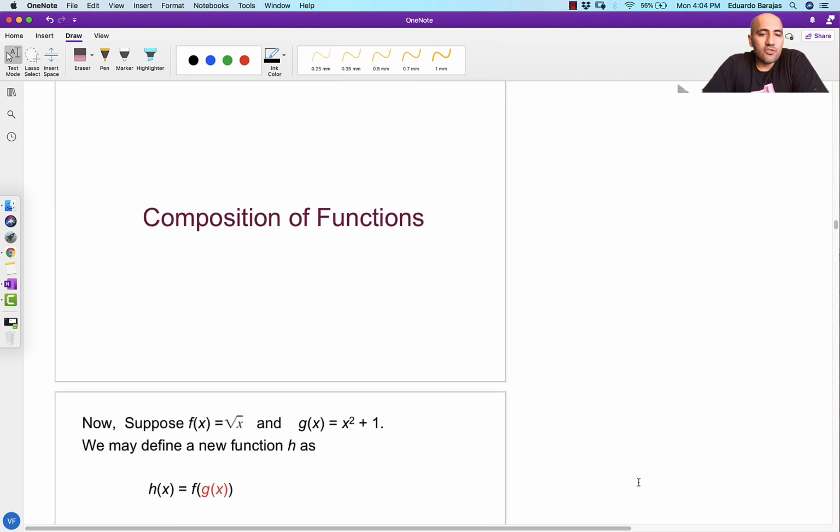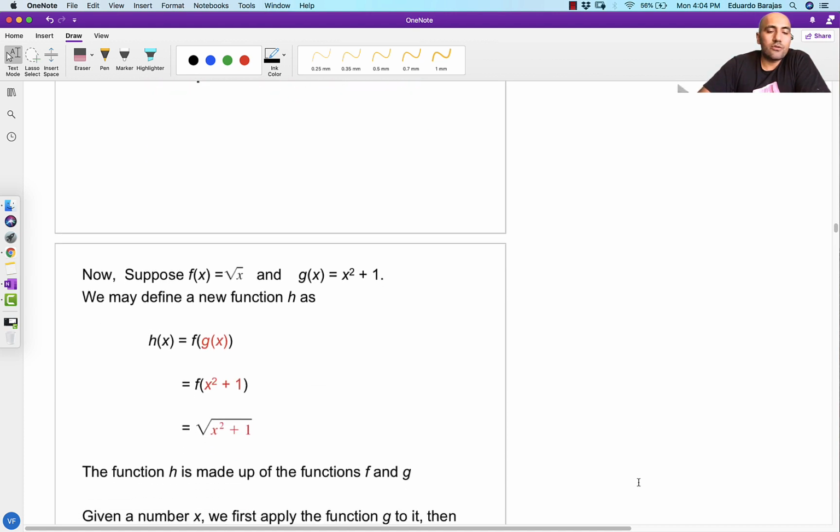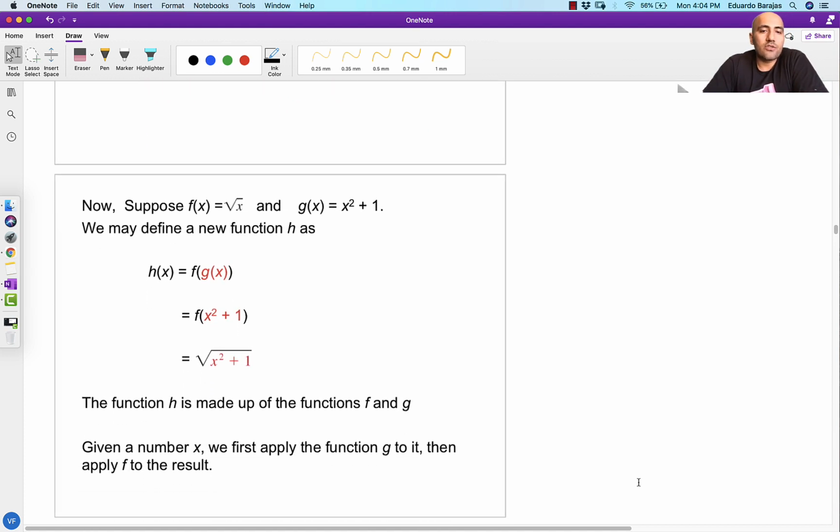Okay, moving on to composition of functions. Suppose that f of x equals the square root of x and g of x equals x squared plus 1. We might find a new function h. We may define a new function h as h of x equals f of g of x, right? So what we're doing here is evaluating one function at another function, right? Let's spend a little time with that. So pause that for a second.